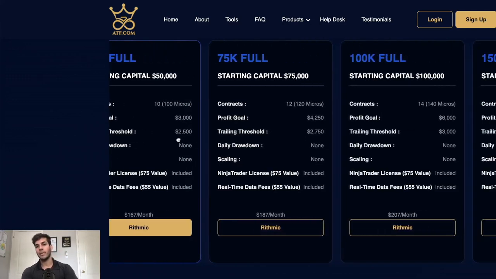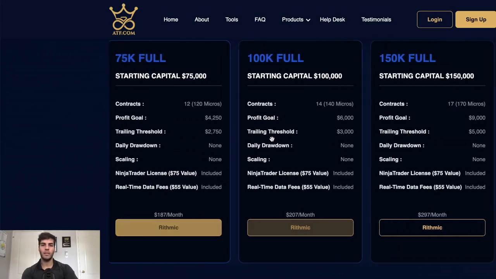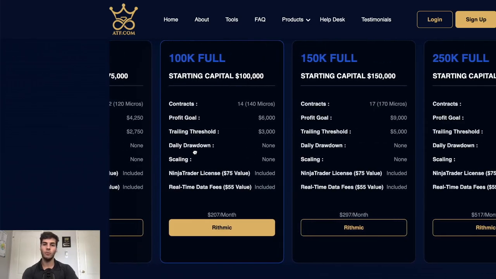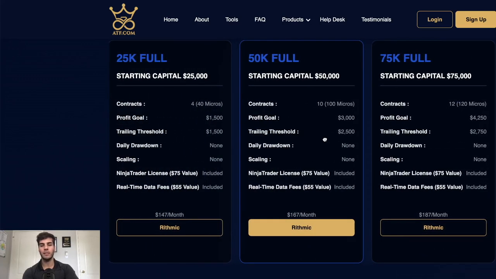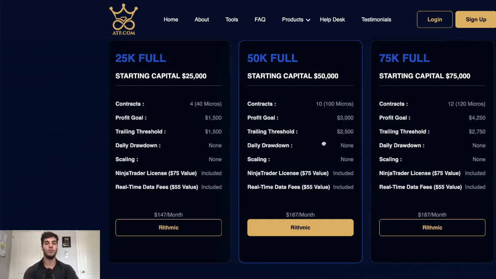It gets worse later on, because if you go with the 100K, then it's a 2-to-1. You need a 6K profit goal and then a 3,000 trailing threshold. You don't get much more trailing threshold by getting the bigger account. So 50K accounts are the best, and we'll go over the numbers now. You can lose top to bottom 2,500 before you lose the account, which is 5% of 50K. So 5% is your stop loss.